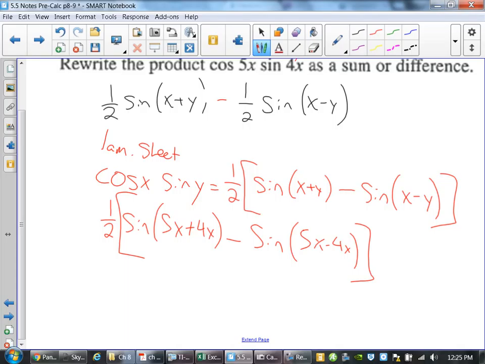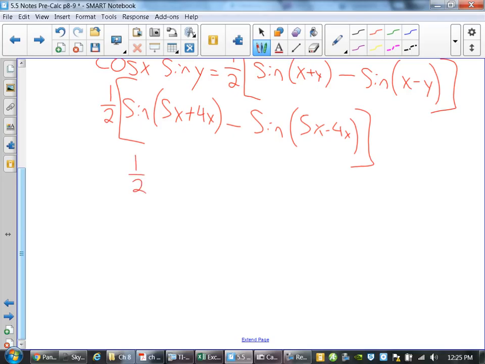So what's 5 plus 4? And what's 5 minus 4? 1. So you get 1/2 the sine of 9x minus the sine of x. What's 5x minus 4x? Then x. And now just distribute the half.